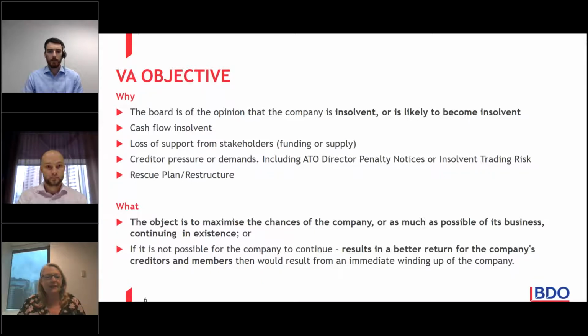So the last element there is just to recap on the slide. The objective of the voluntary administration is twofold. It's to maximise the chances of the company, or as much as possible of its business, continuing in existence. And if that's not possible, then it results in a better return for the company's creditors and members. So with that being the objective, I'll hand over to Jeff, because you think, how could anything possibly go wrong? Because the objective sounds quite perfect.